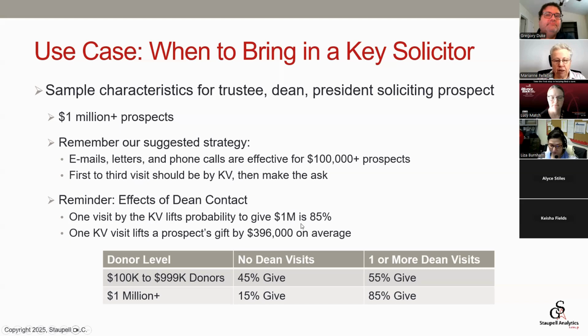Okay. Down here, one visit by the key volunteer lifts the probability to give $1 million to 85%. That was the finding that we found. It just took one, and the new dean was very, very happy. Okay, but a volunteer visit lifts a prospect's gift by this much on average. These are the things that you can do to think about how you want to allocate your key volunteers.